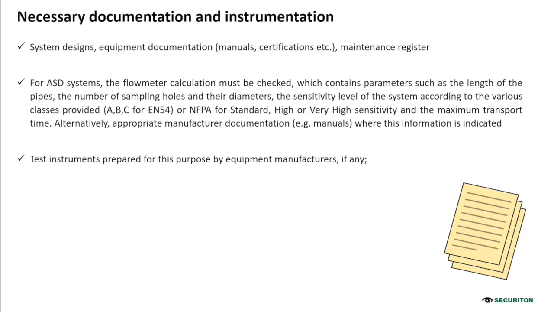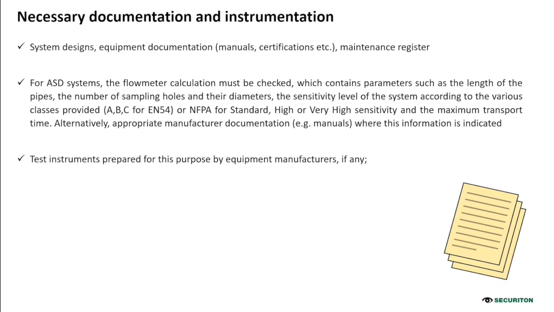Then you get the information about the sensitivity level of the system according to the various classes that it has been designed for. So A, B, C for EN 54, or NFPA for standard, high or very high sensitivity, and the maximum transport time.